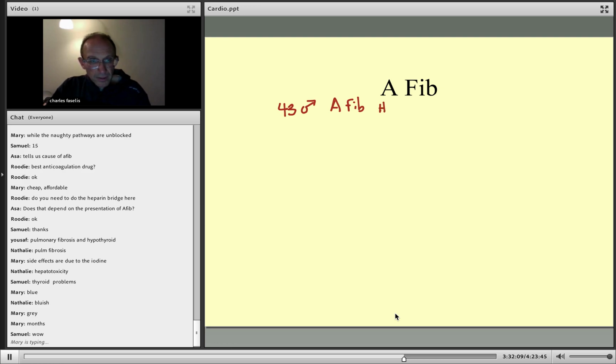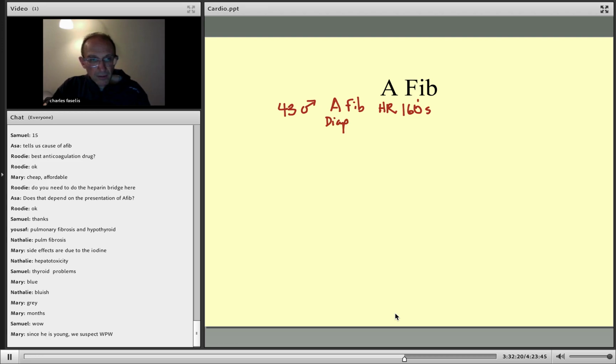The heart rate is very high, in the 160s, okay? This patient is diaphoretic, right? And his blood pressure is 70 over 40. He has cold extremities. It doesn't look good, okay?